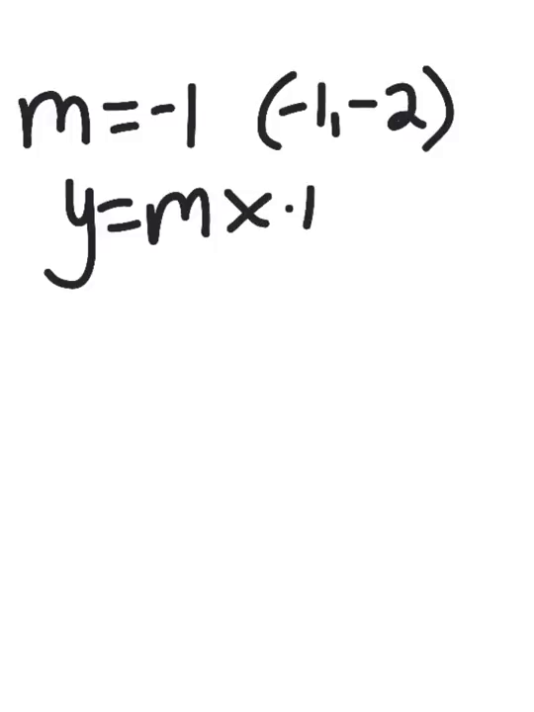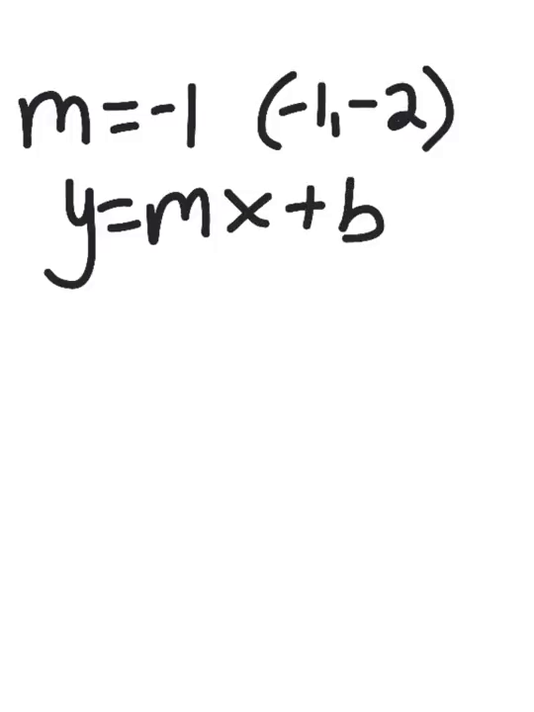Okay, let's take a look at a third and final example. So let's say I have a slope of -1, and I want my line to pass through the point (-1, -2). Once again, I'm going to start with slope-intercept form. This will be the only form we work through.